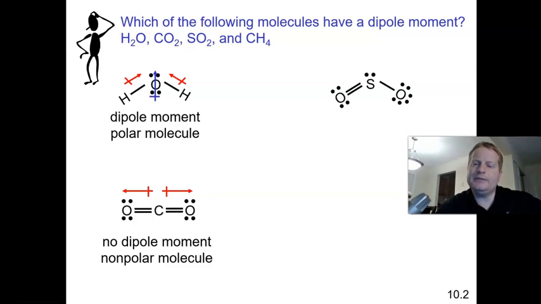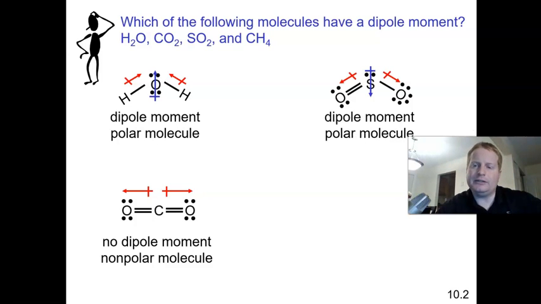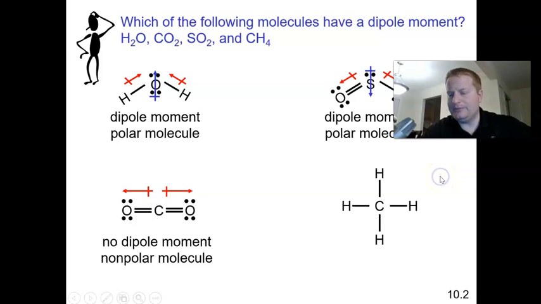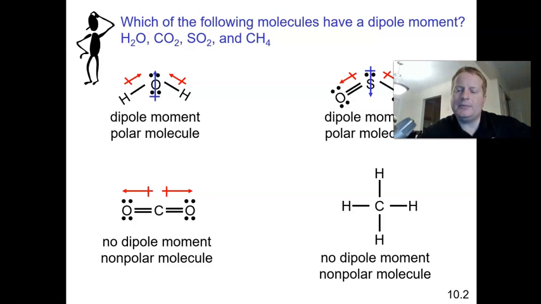SO2, if we evaluate the bonds, overall there's a downward pull, so there is a dipole moment on the molecule, polar molecule. And then for CH4, I didn't even put the dipoles in because each of the bonds are nonpolar, so I consider this to be a nonpolar molecule. Okay, so that's it for polar molecules versus nonpolar molecules, and definitely contrasting them with polar bonds versus nonpolar bonds.